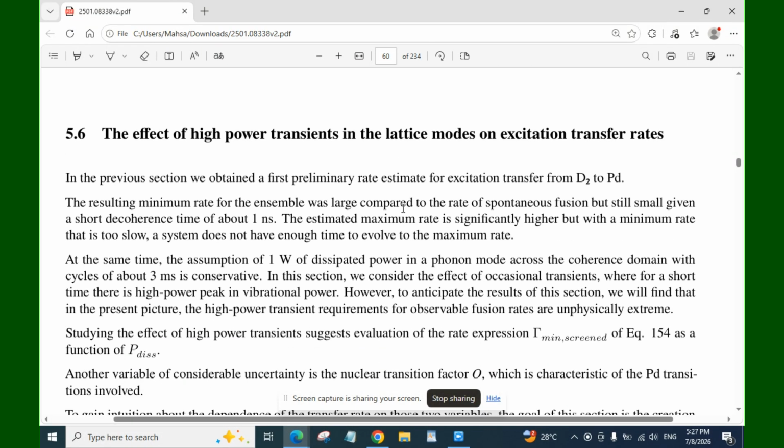Now I want to go through the sections, chapter 5.6: the effect of high power transients on the lattice modes and on excitation transfer rates.